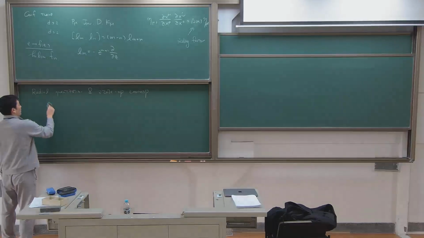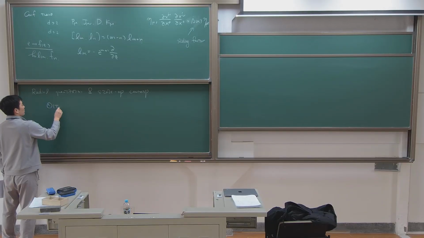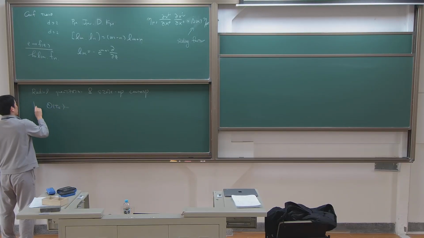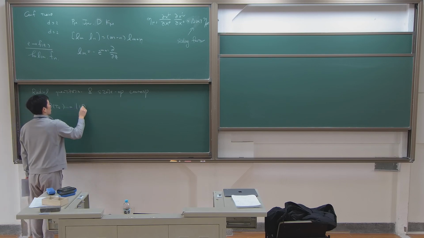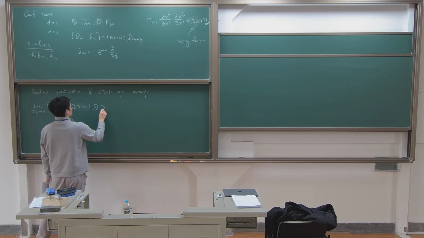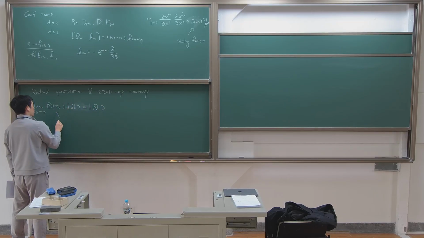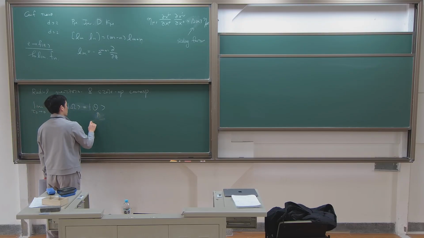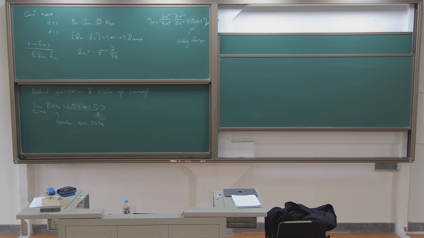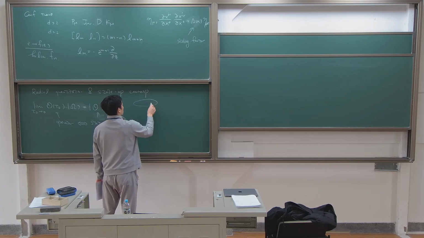So operator O at tau epsilon, we take the limit where the Euclidean time goes to 0, and acting on the vacuum. So this is the operator, and this is a state, and they are in one-to-one correspondence.